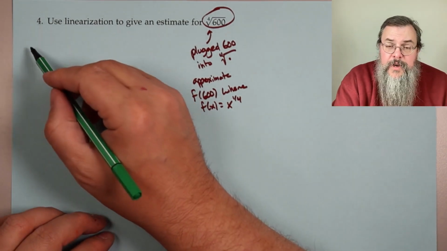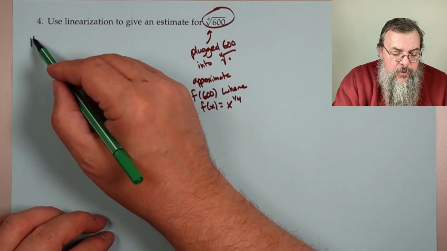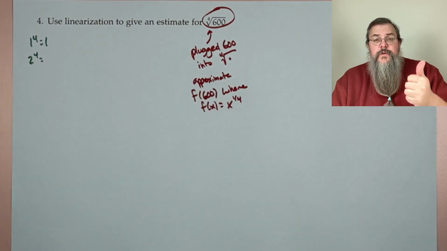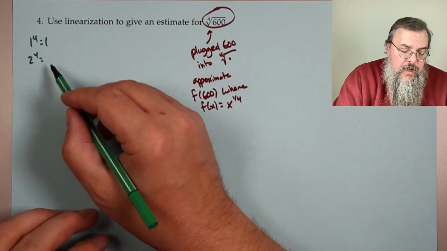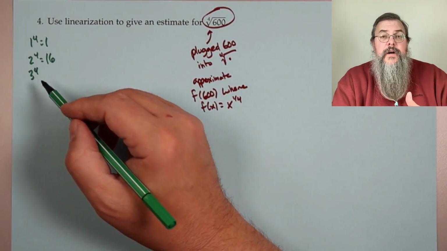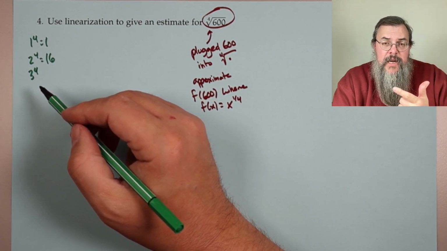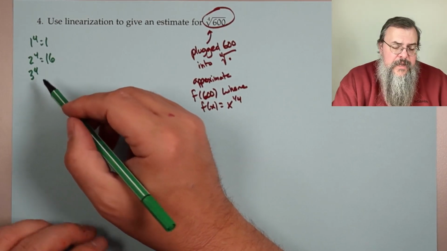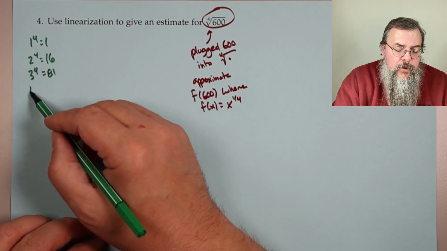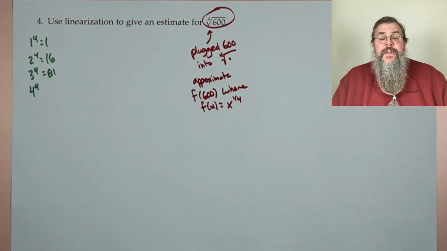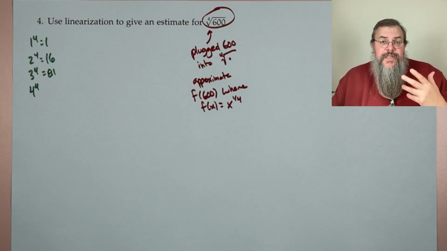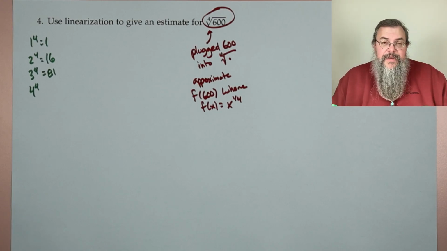Well, we'll do whole numbers. So 1 to the 4th, that's 1. 2 to the 4th, 2, 4, 8, 16. Okay, not even close to 600. 3 to the 4th, let's see, 3 times 3 is 9. Then 9 times 9, that's 81. All right, how about 4 to the 4th? Oh, now we're getting interesting. Think about 4 squared. That's 16. And 16 squared is 256.